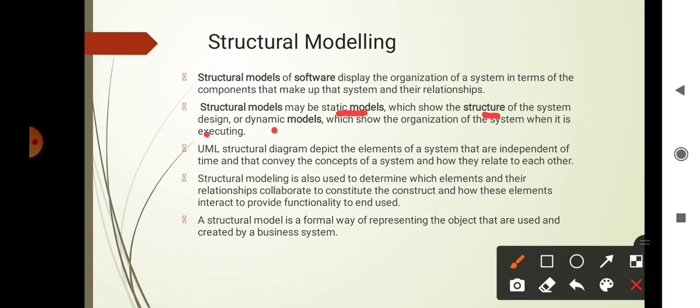Then UML structure diagrams depict the elements of the system that are independent of time and that convey the concepts of the system and how they relate to each other. System modeling is used to determine which elements and their relationships collaborate to constitute the construct, and how these elements interact to provide functionality to the end users. And the structural model is a formal way of representing the objects that are used and created by a business system.